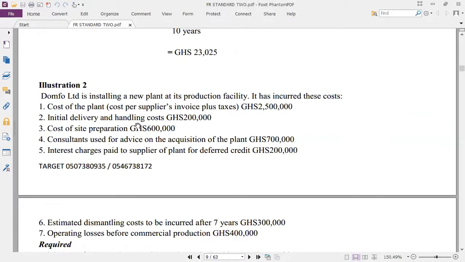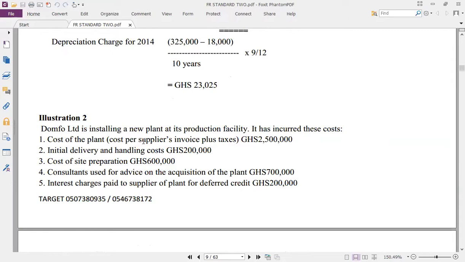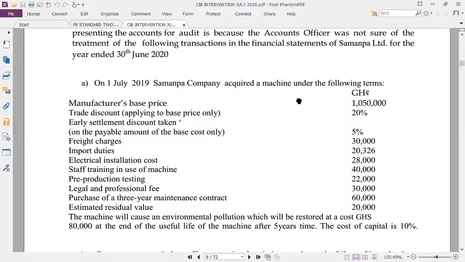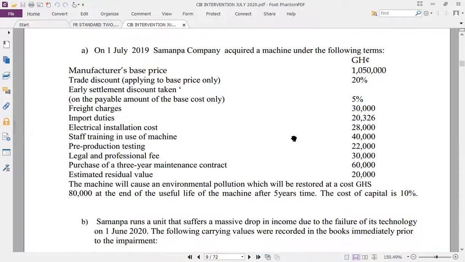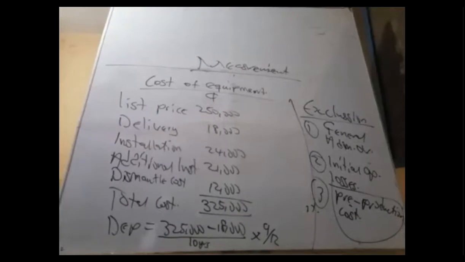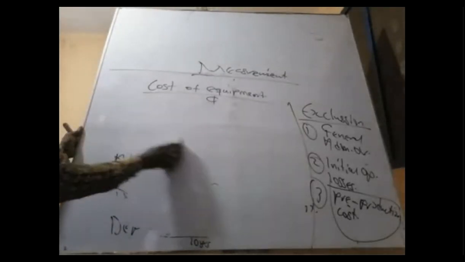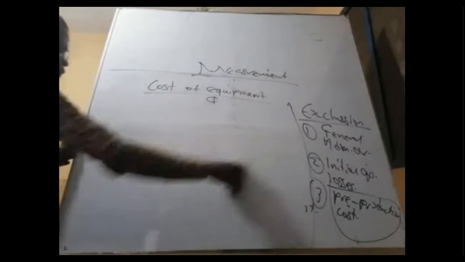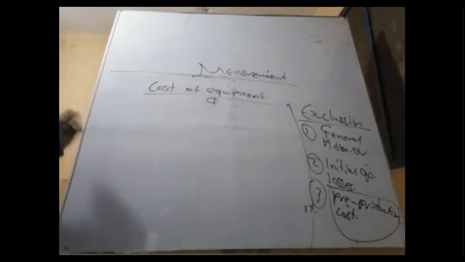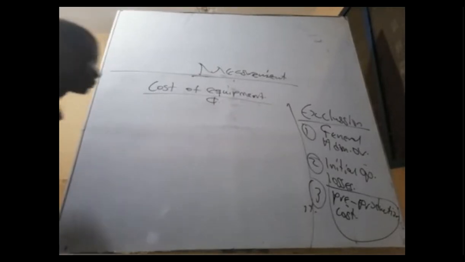So I'll go to Dumfo Limited. Okay, now let's solve this particular question. Samampa Limited acquired a machine under the following terms. So manufacturer's base price. Let's go to the board. So we are looking at the cost of machine. Right after this question, I'll move on to subsequent measurements, and then we are getting to the tail end of IAS 16. And probably we'll add IAS 40 to it.